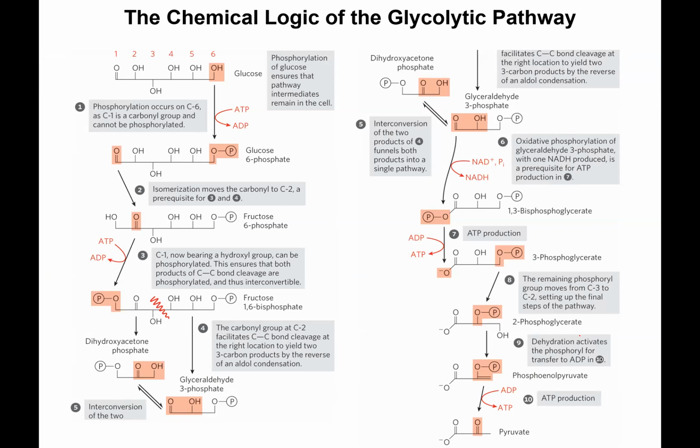So I don't think I really have the energy to go through all this with you. So I'm going to let you study this one on your own. We talked about some of these things already, though. I'll point out a few things. Phosphorylation here ensures that the pathway intermediates remain in the cell, et cetera, et cetera. Seriously, I'll let you go through this when you're studying and reading on your own time, because I would just read this all to you anyway. It'd be boring.